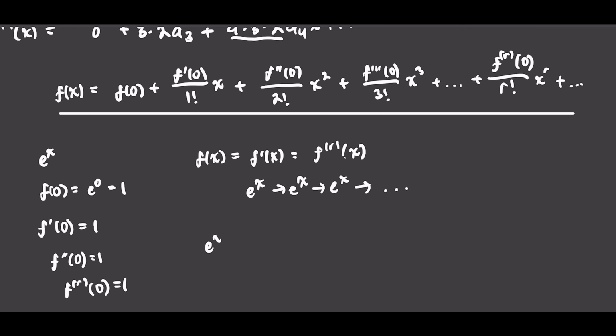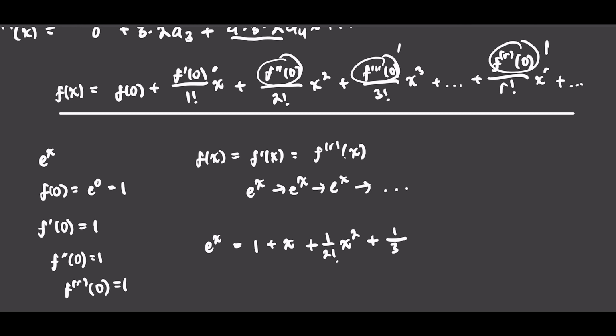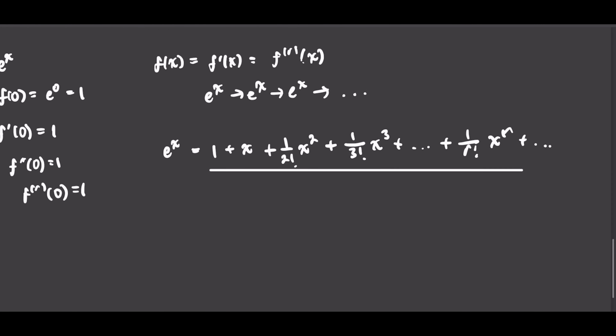Thus, if we want to express e to the power of x as a polynomial, we get e to the power of x equals f of 0, which is 1, plus f prime of 0 over 1 factorial, which is just 1, times x, plus 1 over 2 factorial times x squared. This is just 1, and everything becomes 1. So this is the polynomial of e to the power of x.